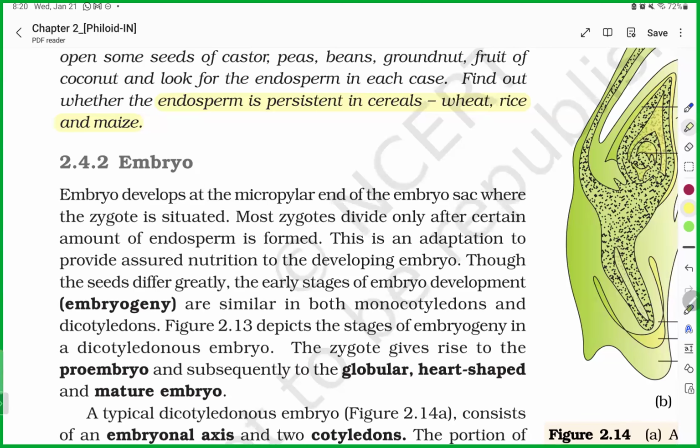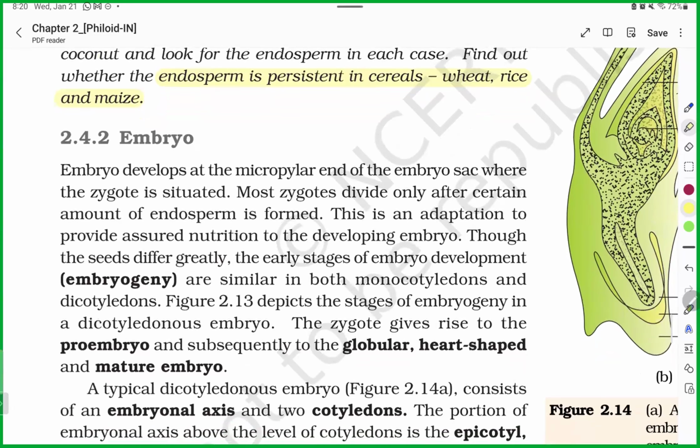Chandana, sir, can you repeat that? Same statement. Find out whether the endosperm is persistent in cereal, wheat, rice, and maize. Yes, sir, endosperm is persistent. Endosperm is present in all these plants. Why? Because of the monocot nature. I will write for these two because even maize comes under the same category. Reason, monocot, and in most of monocot there is endosperm.